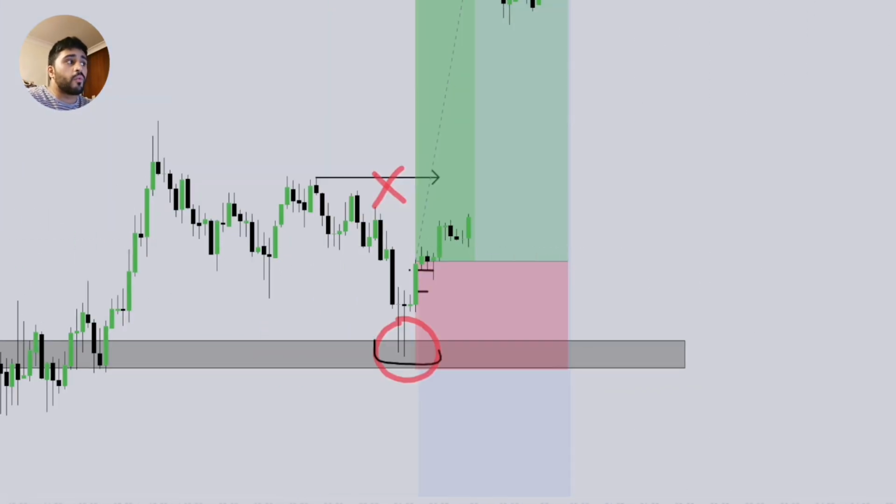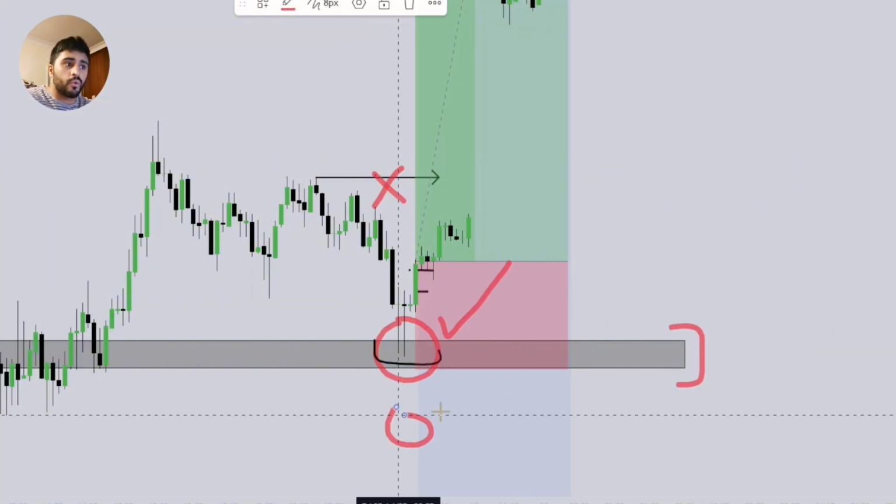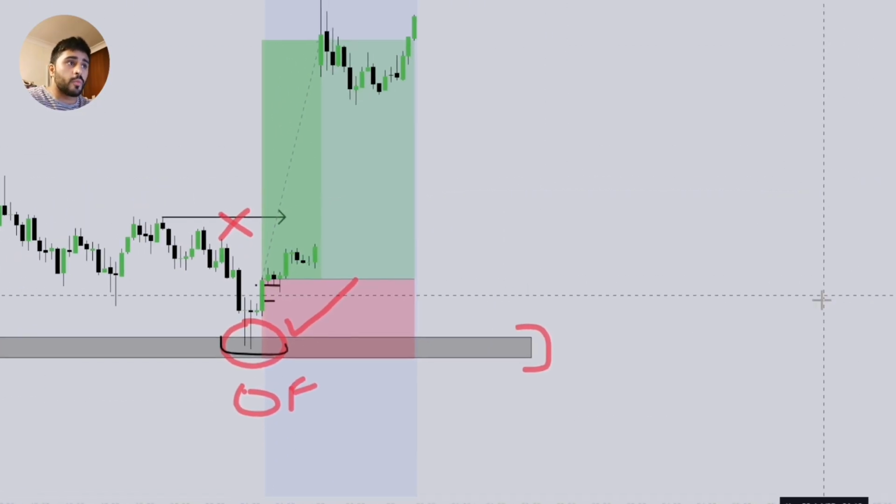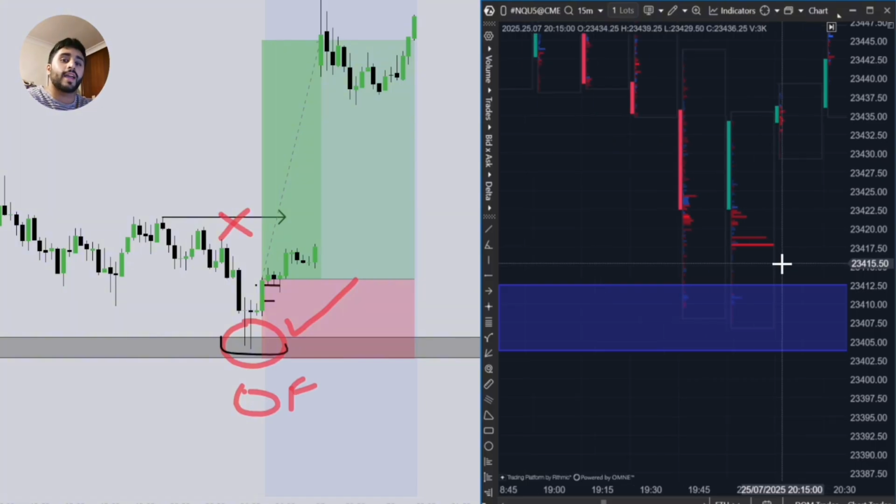I want traders to move away from trading market structures, and I want you to get used to trading fair value gaps with order flow, right? So this is one way to avoid getting chopped out in choppy market, is to understand exactly where the limit orders are actually present.